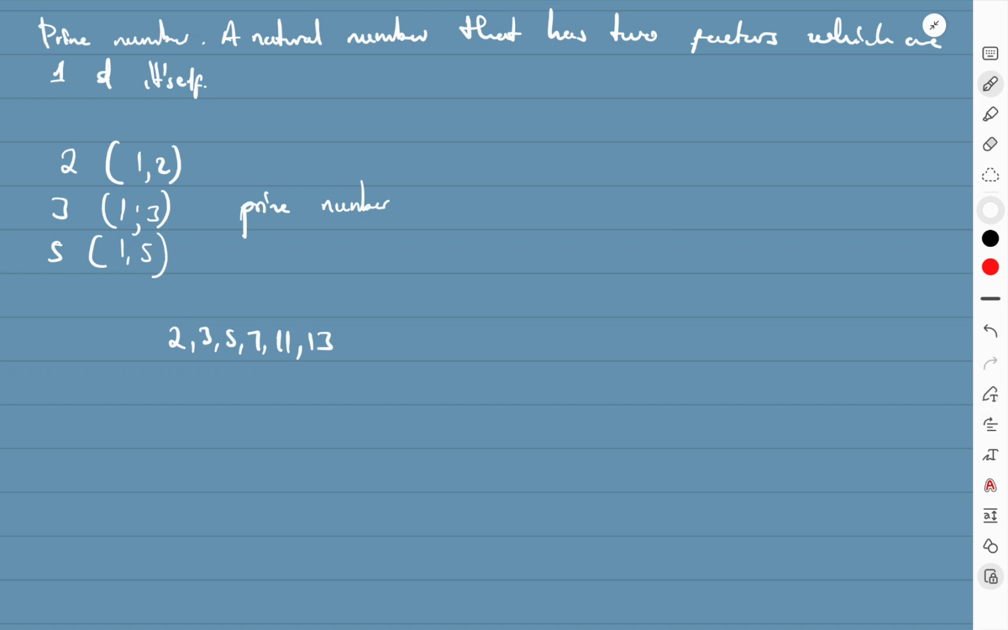So now we have to know mostly, for example, 10 of the prime numbers. After 13, I'm going to have a 17. After 17, a 19. After 19, a 23. After 23, I'm going to have a 29. So these are the first 10 examples of prime numbers.